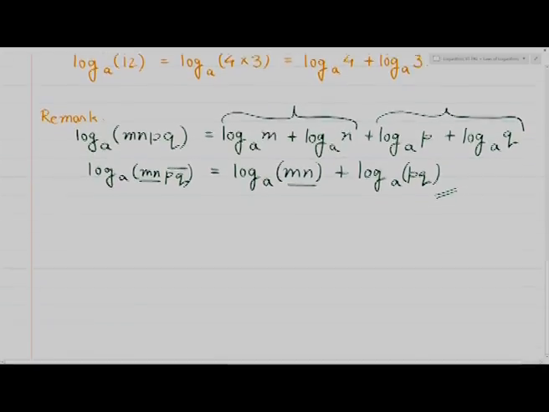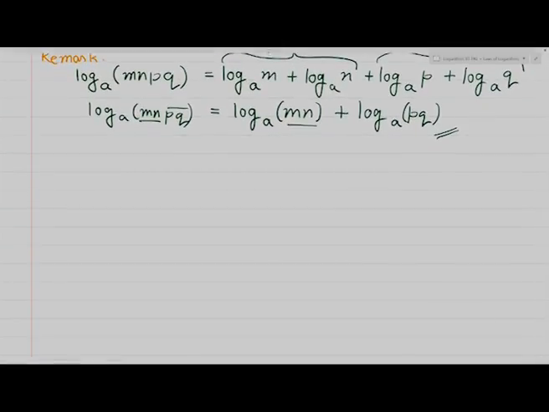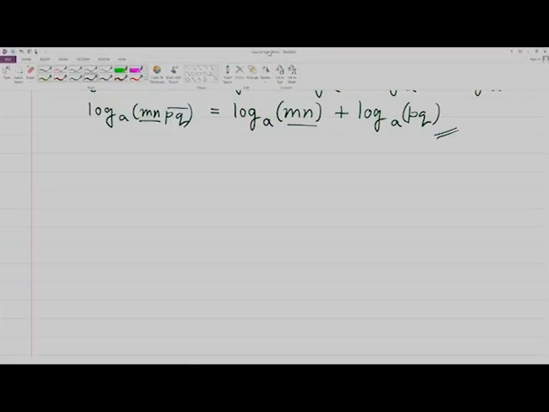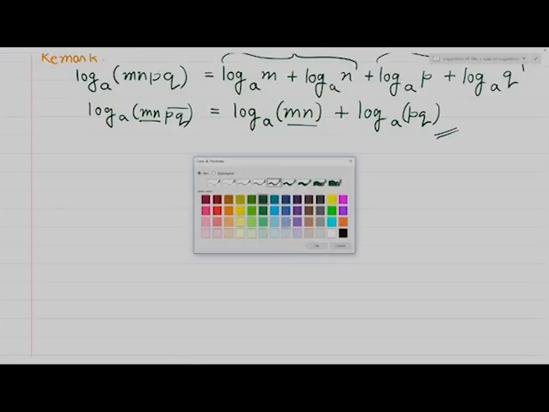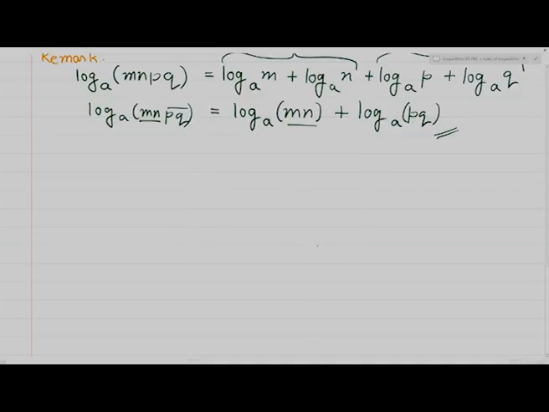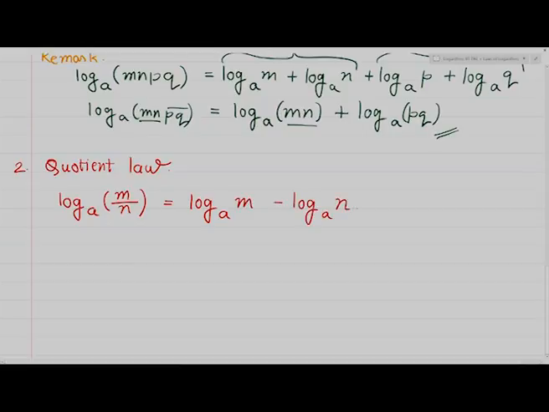Let us now go and prove the second property. The second property was the division rule or the quotient rule. So, let me change the color. The color was red when I derived. Okay. So, the second property is the division rule or quotient rule. We have called it the quotient law. So, what is the quotient law? It is log to the base a of m divided by n, or m upon n, is equal to log to the base a of m minus log to the base a of n.